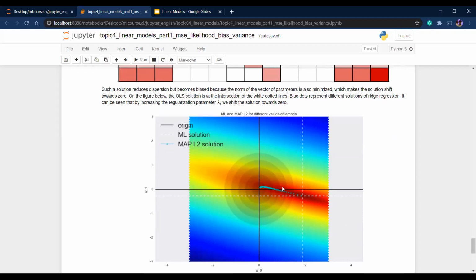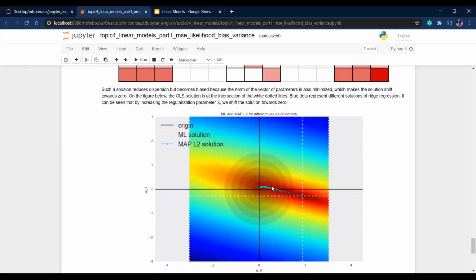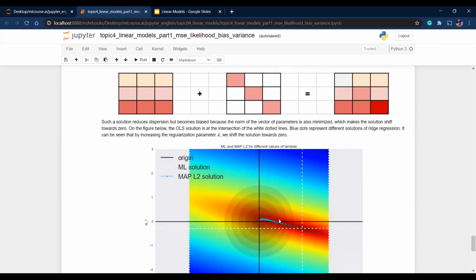So different lambda values will give you different values of W. A higher lambda value in this case represents being closer to 0, and lower lambda values will be closer to the actual maximum likelihood solution. MAP stands for maximum a posteriori, something like that. It's nothing but the maximum likelihood solution, but with regularization.